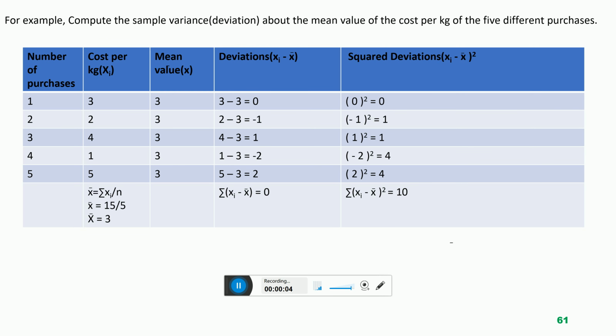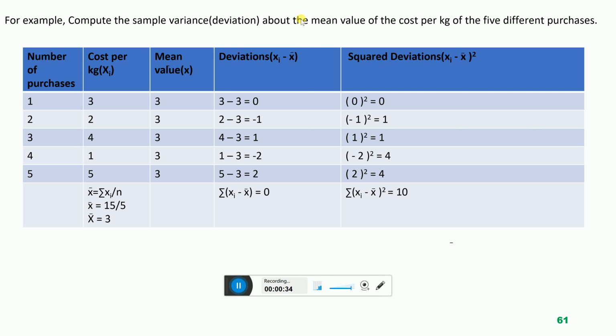This is Tariq. So today in this lecture, I will repeat again the example that we started in the previous lecture and then stopped without completing. So today I am repeating the same example. For example, compute the sample variance or deviation about the mean value of the cost per kg of the 5 different purchases.